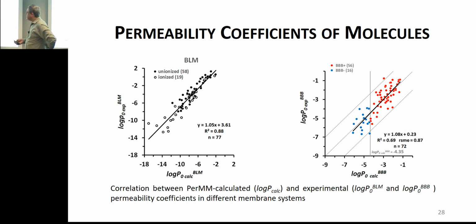So it can be used as a predictive tool too, but less successfully than in the case of a real physical system like just BLM, where you have only passive diffusion without any possibility of additional active transfer or facilitated diffusion.